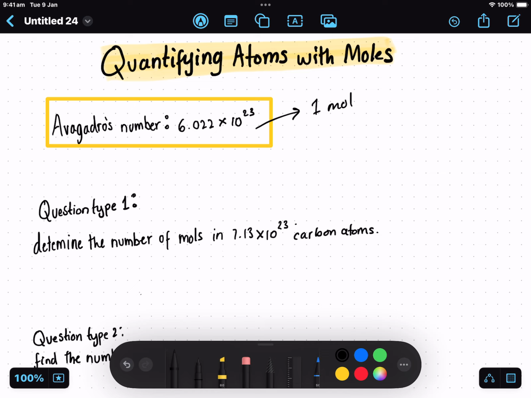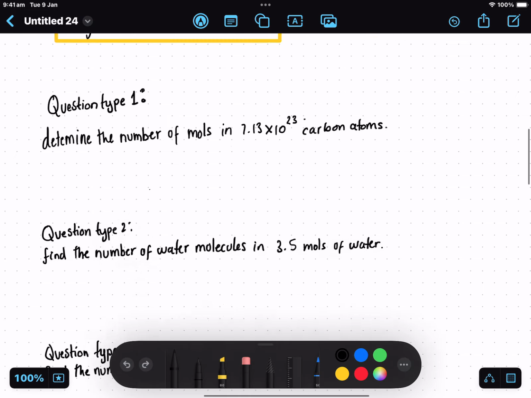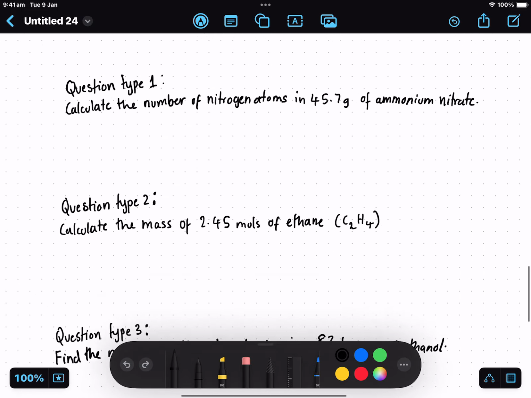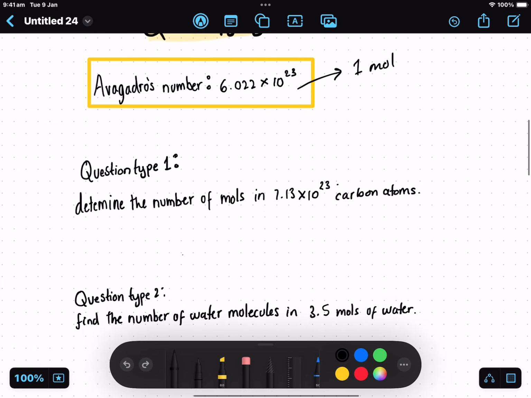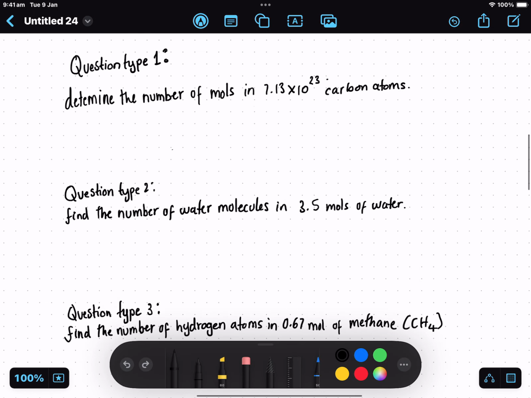Today we'll be quantifying atoms with moles, molar mass, and Avogadro's number. Avogadro's number, which is 6.022 times 10 to the power 23, just means the amount of atoms in 1 mole. We've got 10 exam-style questions here, and we'll be solving through each one. So let's start off with the first type of question.